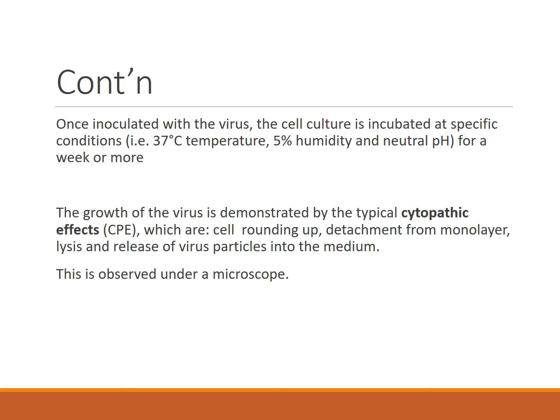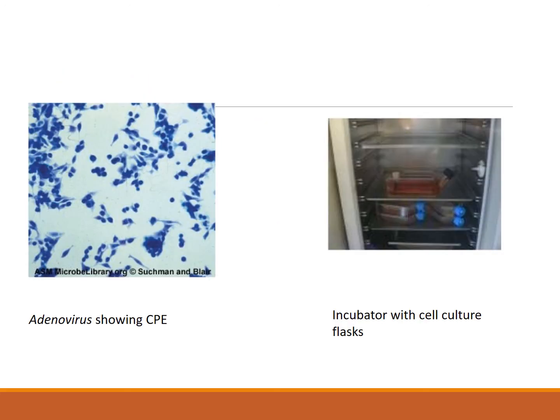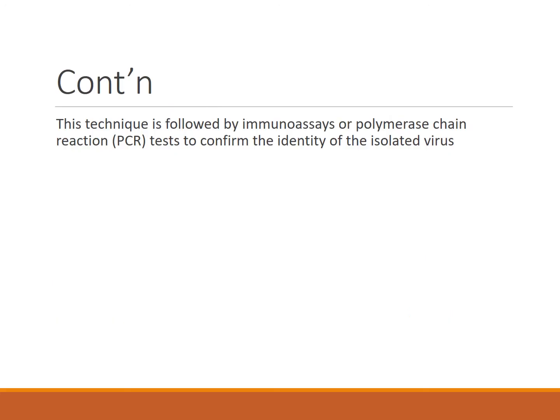The growth of the virus is demonstrated by the typical cytopathic effects, which are cell rounding up, detachment from the monolayer, lysis, and release of virus particles into the medium. This is observed under a microscope. Here's a picture showing a monolayer affected by the adenovirus, that is the CPE. If you are keen, you can notice that the cells have rounded up. Here is another picture showing an incubator with cell culture flasks.